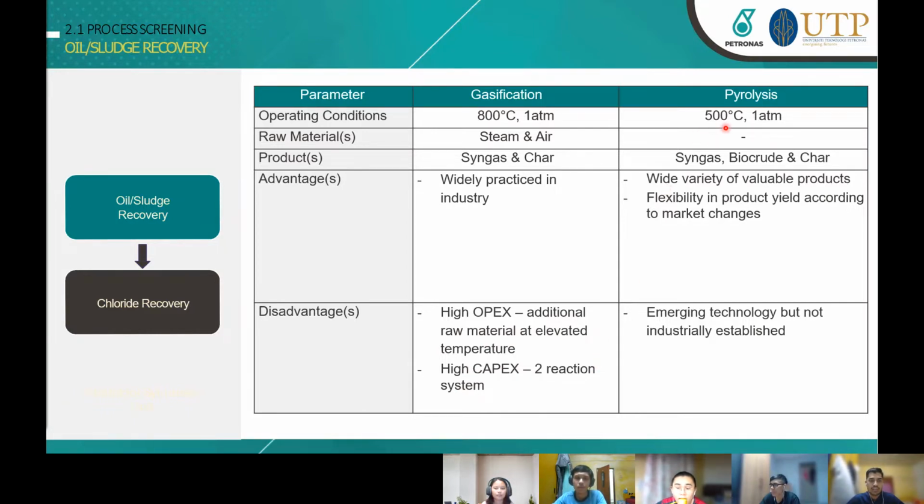Pyrolysis, on the other hand, does not require additional raw material in the reaction. The decomposition of oily sludge into syngas, biocrude and char takes place at 500 degrees Celsius and 1 atm. The main advantage of pyrolysis is the formation of a wide variety of valuable products. Moreover, pyrolysis grants flexibility in the product yield following market changes, which can be done by altering the reaction temperature and residence time. Perhaps the only drawback of this route is that it has not been industrially established. So the pyrolysis process will be selected for the oily sludge recovery.